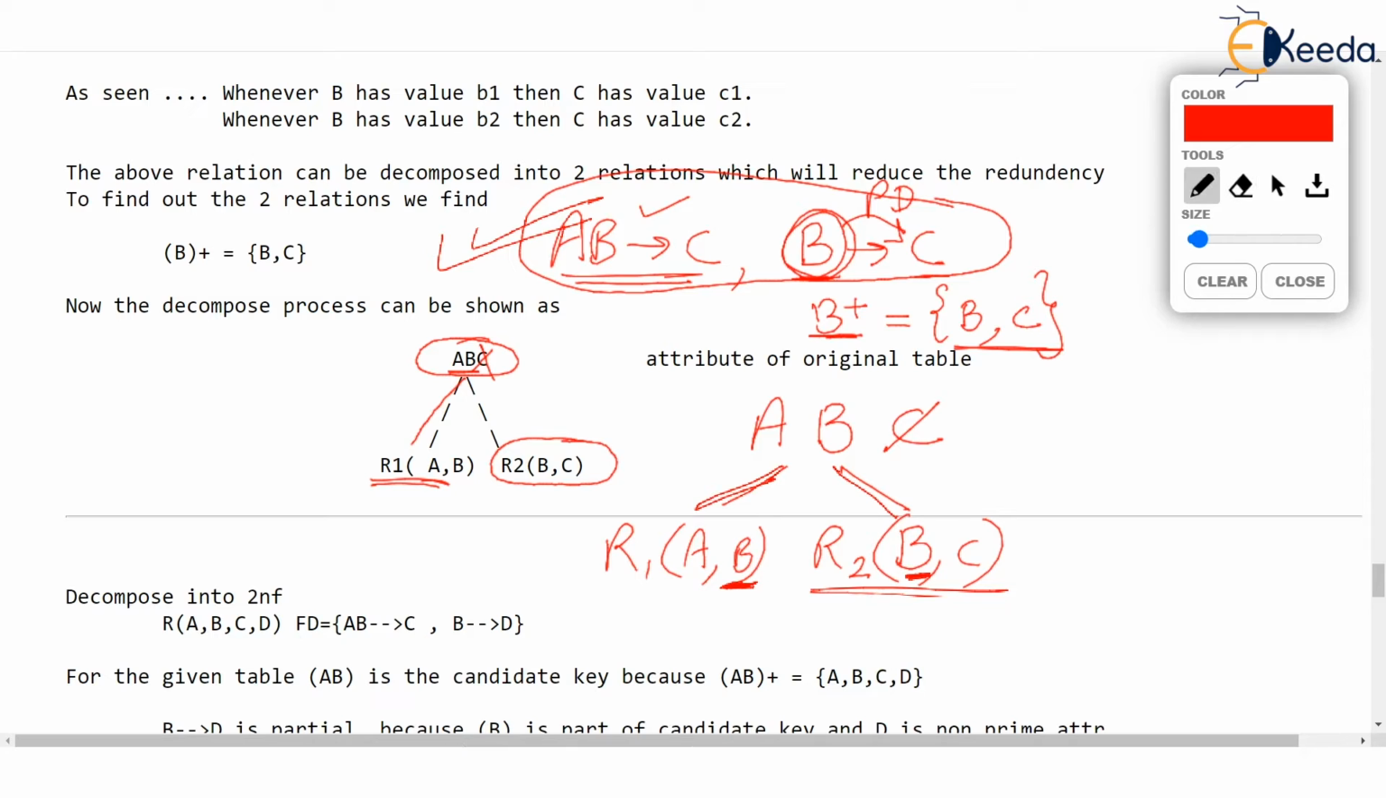Definitely this decomposition is lossless, but we have to see, does R1 have any partial dependencies and does R2 have any partial dependencies? Now one of the dependencies which is applicable over here is B determines C, and notice it is not partial because the left hand side is the candidate key. B is the candidate key of R2 and the right hand side is a non-prime attribute, but perfectly, a candidate key is determining a non-prime attribute. So this is not partial.